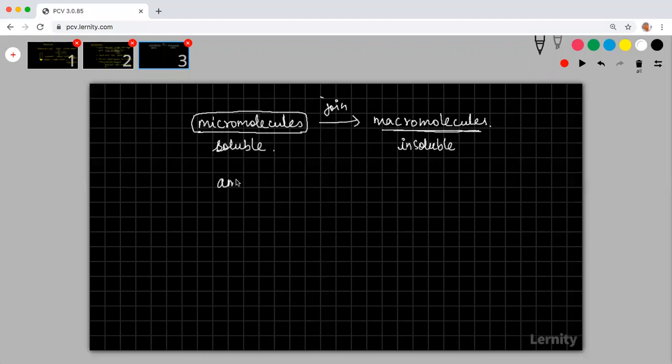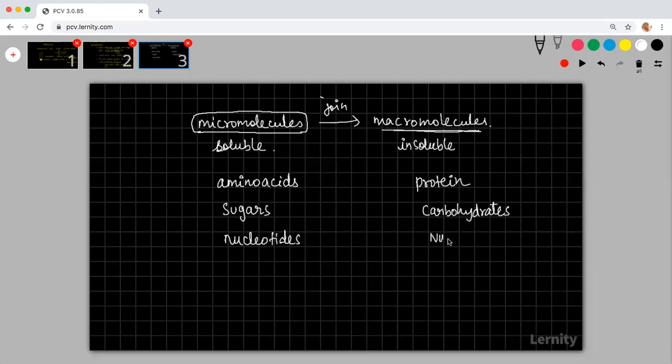You have amino acids. When amino acids join together, what is the macromolecule of that? It will be called protein. You have sugars. When sugars join together, you get what we call carbohydrate. You also have nucleotides. When nucleotides are joined together, you get what we call nucleic acids.